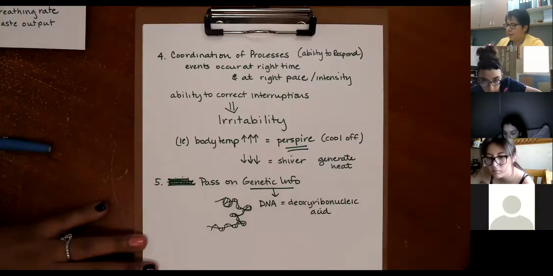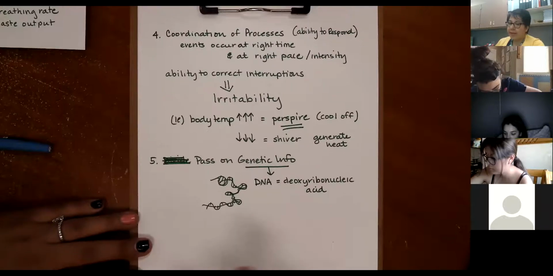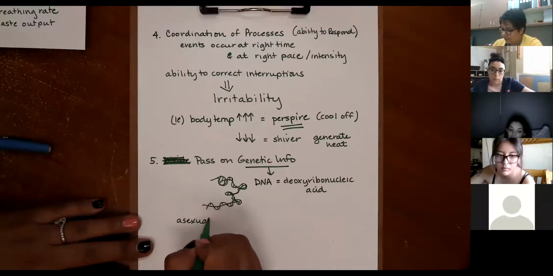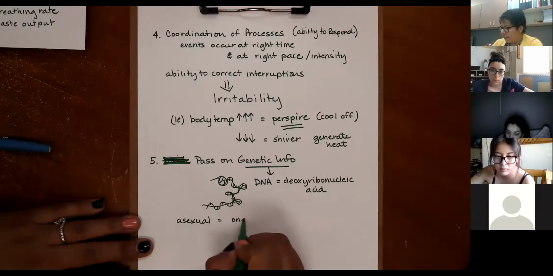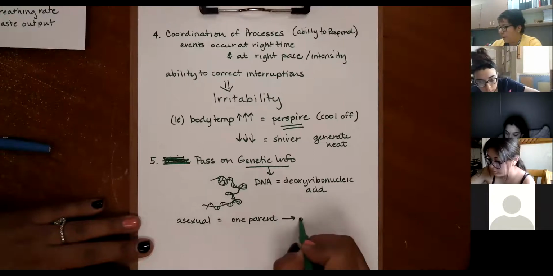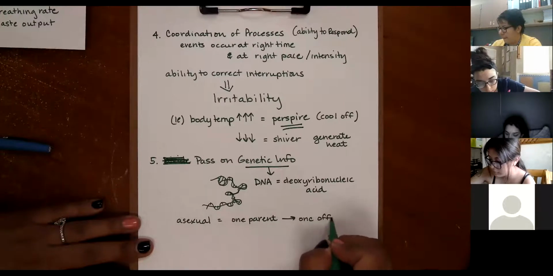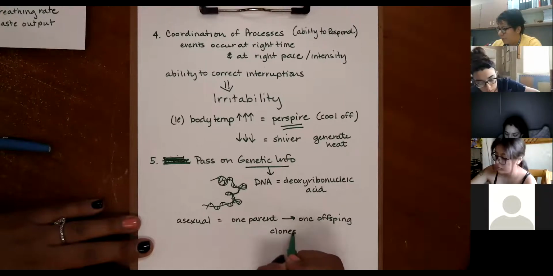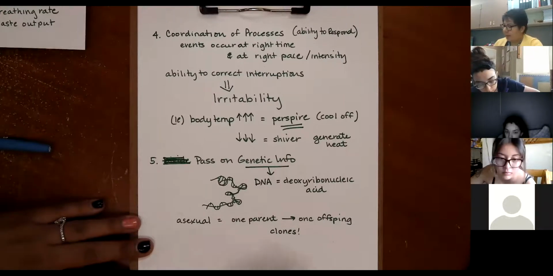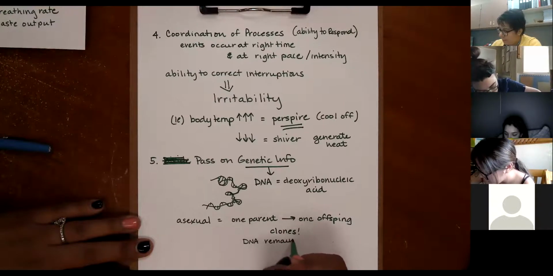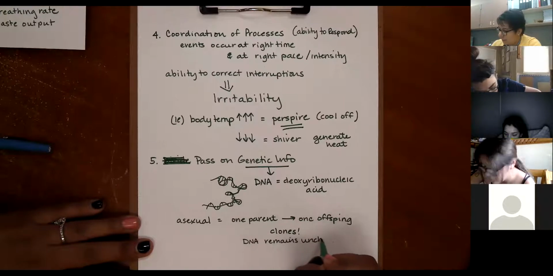Living things have to have the ability to pass on their genetic information. Now, they can pass it on a couple of ways. They can pass it along asexually, which means you have one parent that generates one offspring, and they are clones of each other. That means that the DNA remains unchanged.